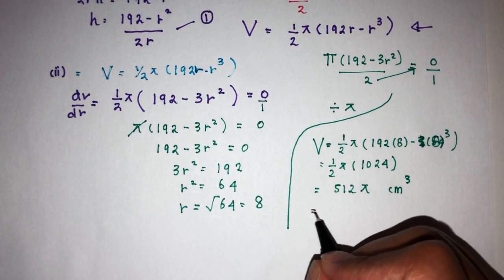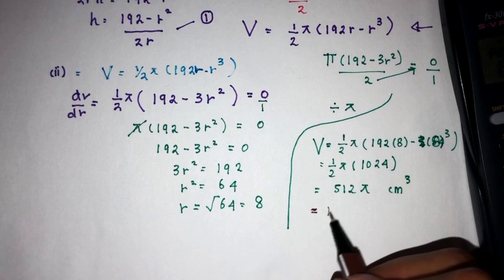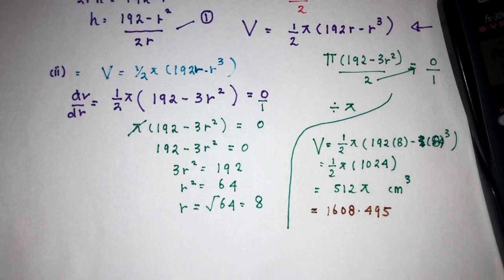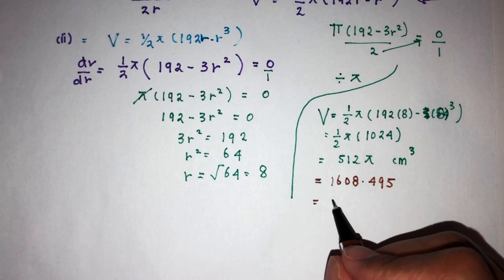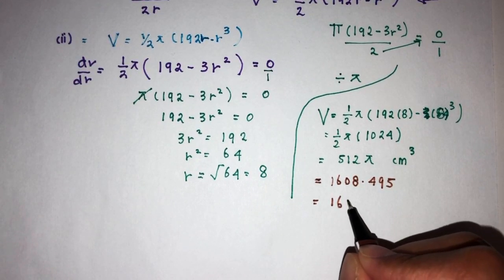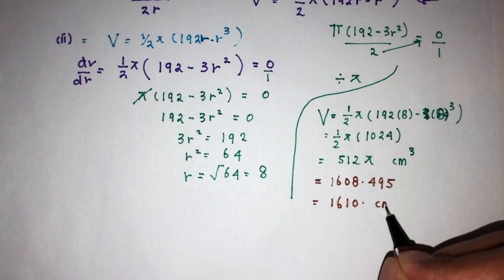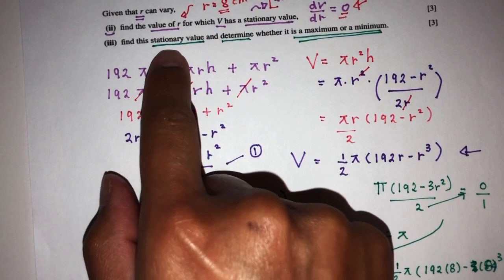Now of course we have to simplify this. Times pi, that will be 1608.459. Now if the value is not exact, we have to try to write this down correct to 3SF. That will be 1610, and then that's it. This will be your answer for part 1 here of the question.